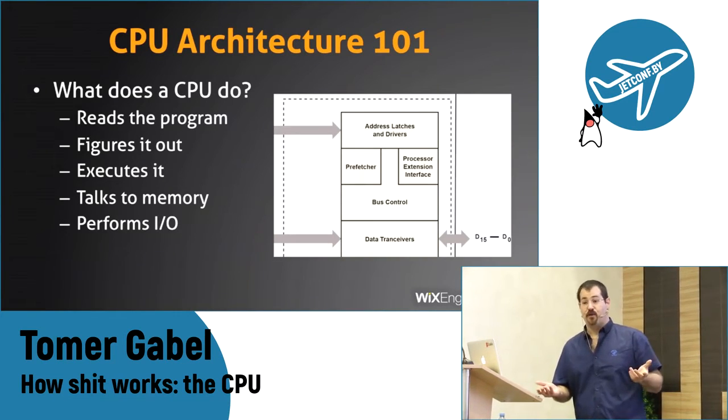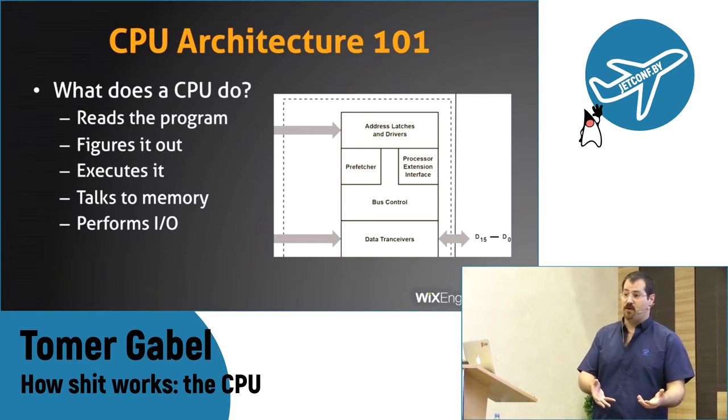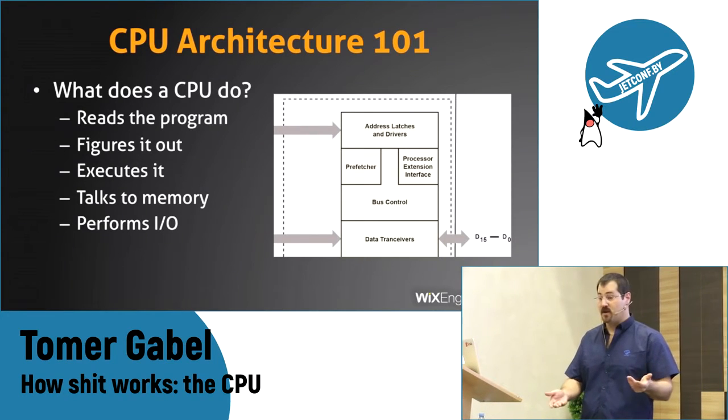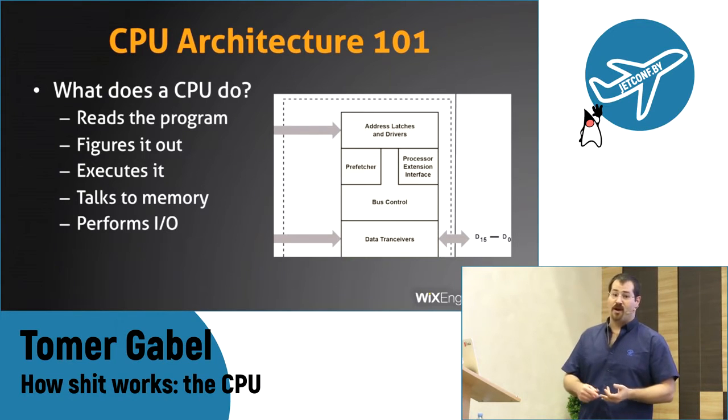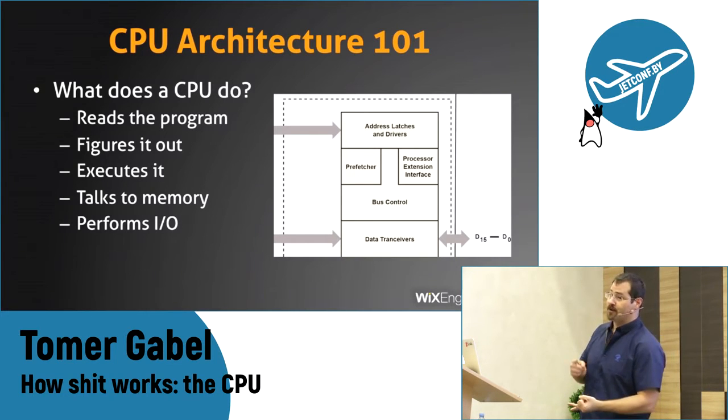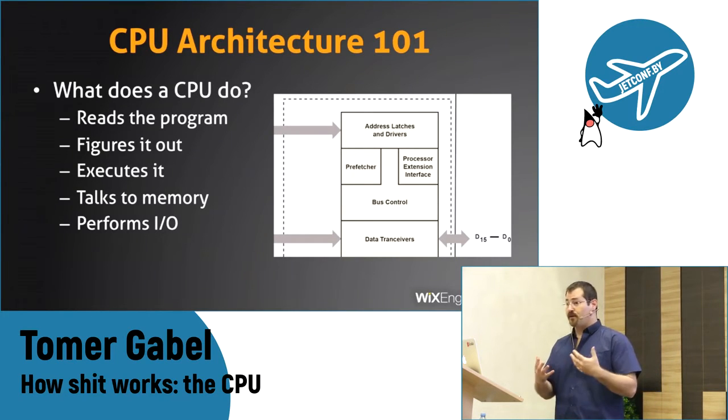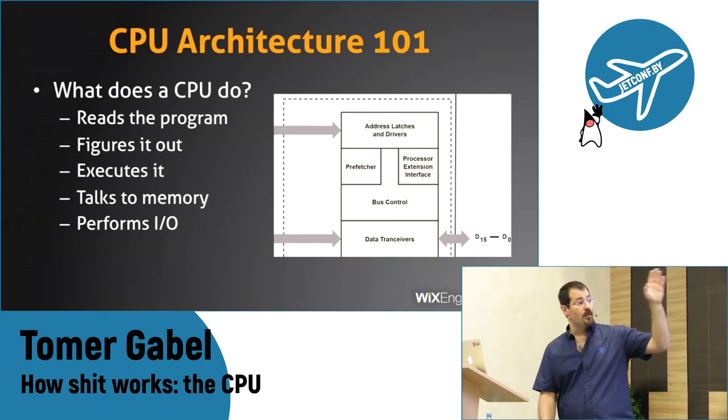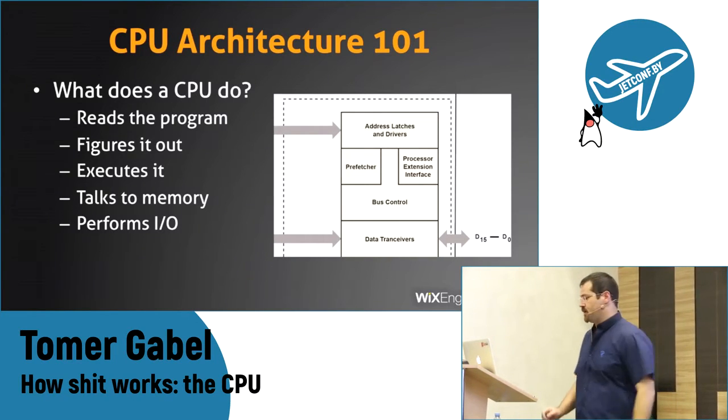Finally, you may need to perform I/O. Like, you have your CPU, and it's reading off of memory and doing things. Eventually, you're going to want to write it out to video card memory, or you want to talk to the network card, or you want to talk to a hard drive controller. So all of these things also have to happen, once again, through a separate part of the bus unit.